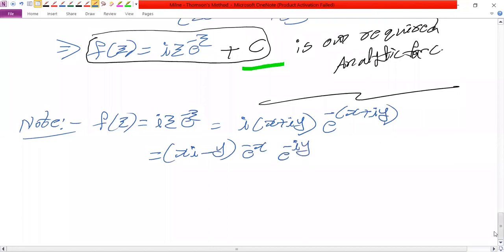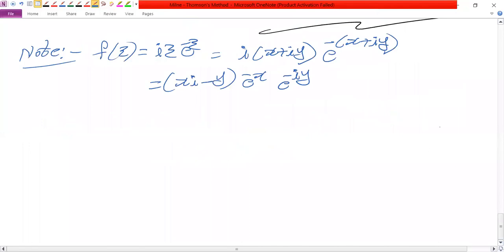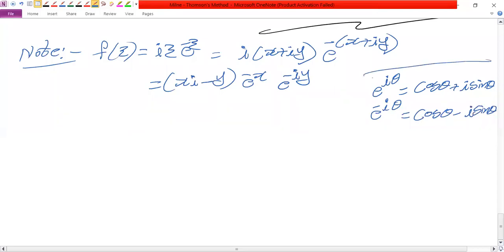Now tell me, can anybody remember what is e power i theta? You can unmute and speak. E power i theta equals cos theta plus i sin theta. Yes, very good. But when it comes to e power minus i theta, it is cos theta minus i sin theta. These are the things you learned in your intermediate, De Moivre's theorem.